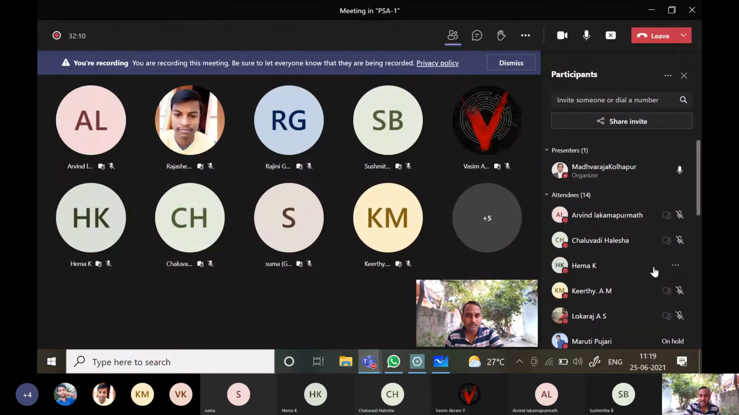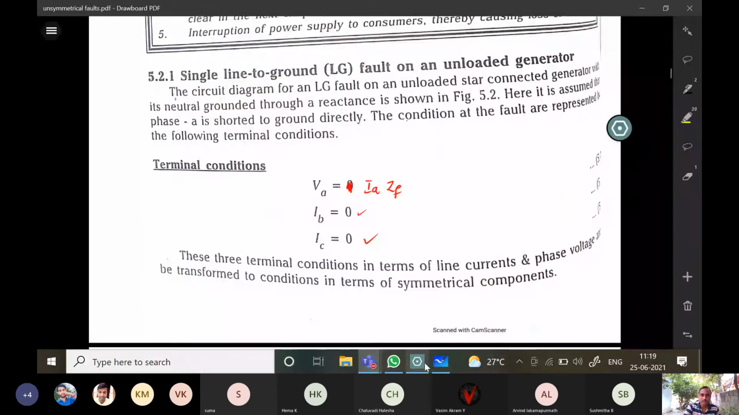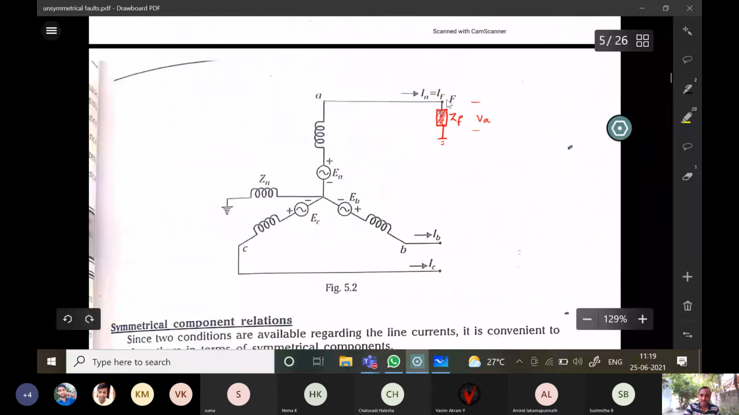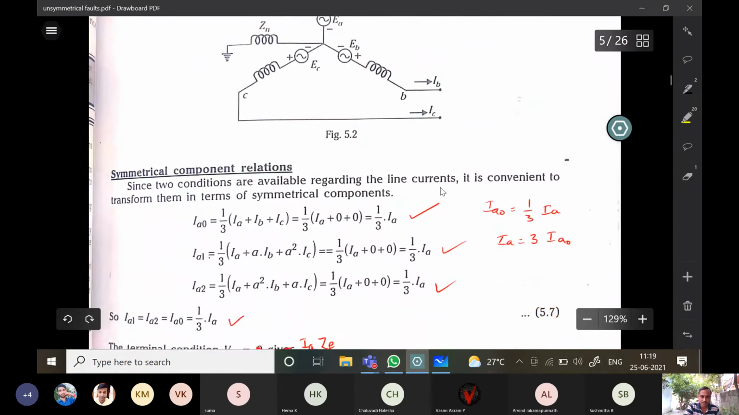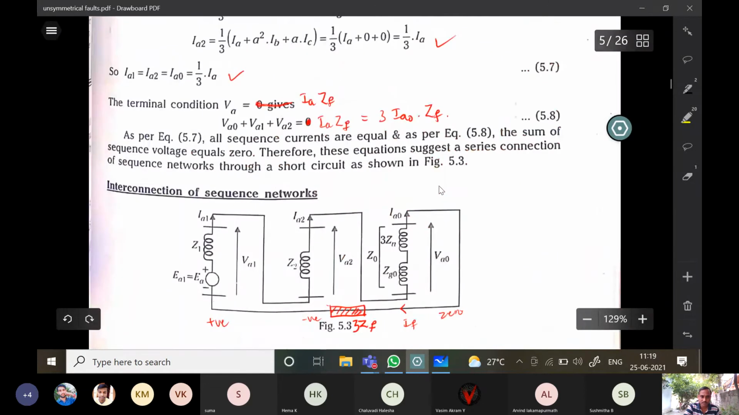Anybody having doubt regarding this derivation? Some modification we have done. The only thing is that ZF is added here. So including ZF, this is the derivation, right? Similarly, we can look together. Next one.